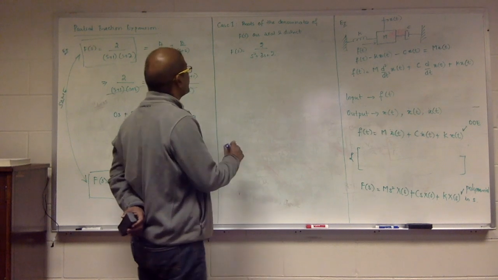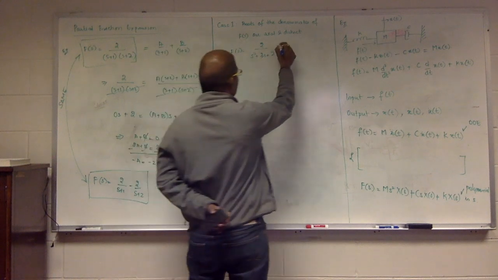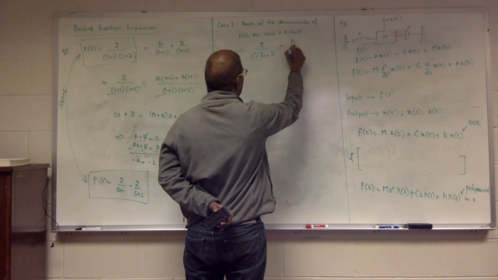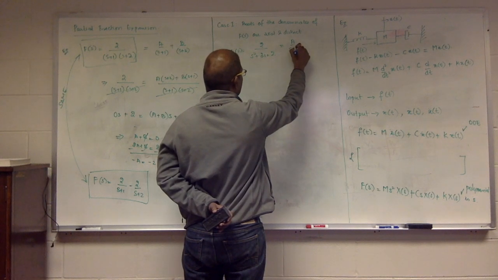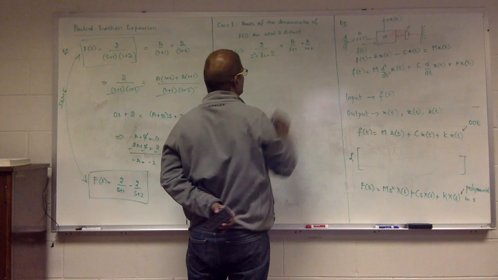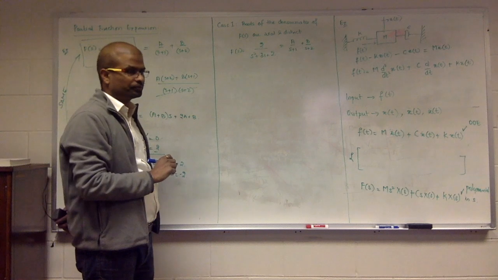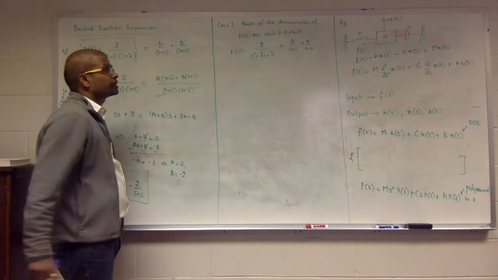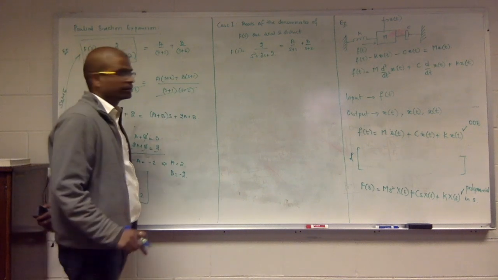Alright. So here, if this is the case, your partial fraction expansion looks like this: A over s plus 1 plus B over s plus 2. You got it? So this is how it looks. If the roots are real and distinct, the partial fraction expansion looks like that.